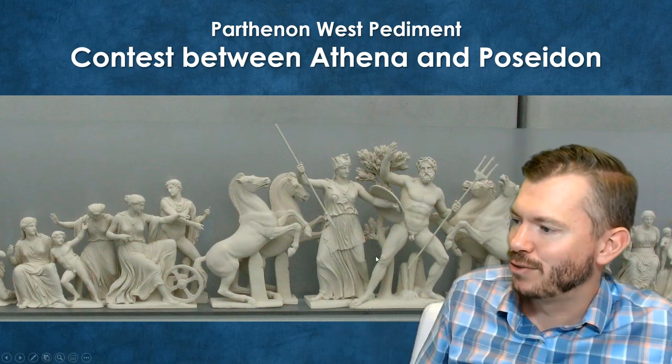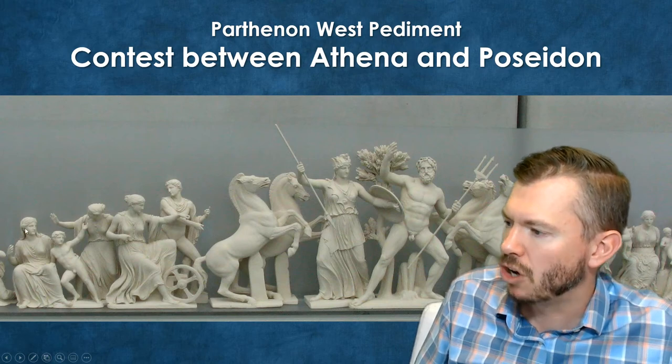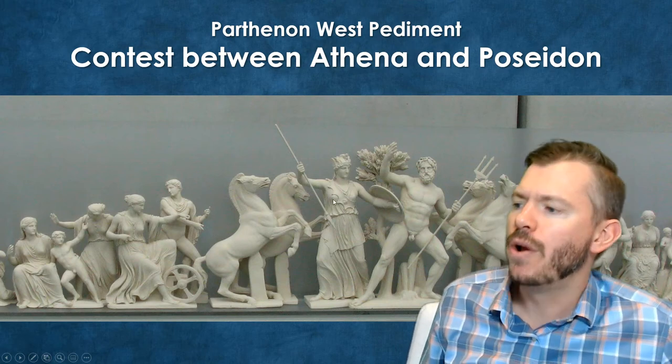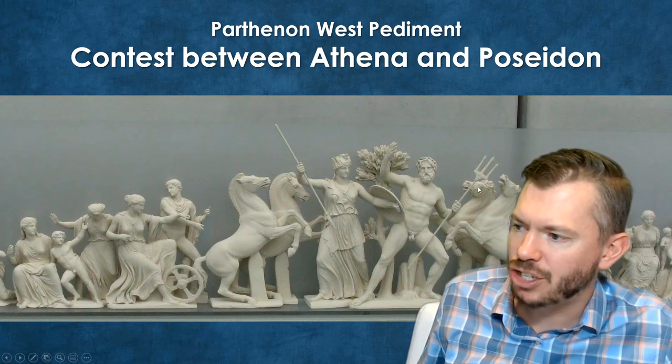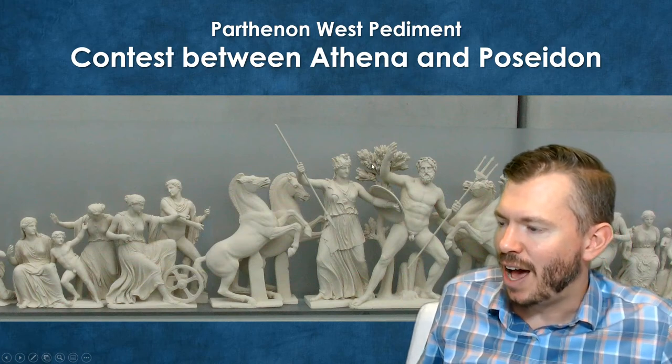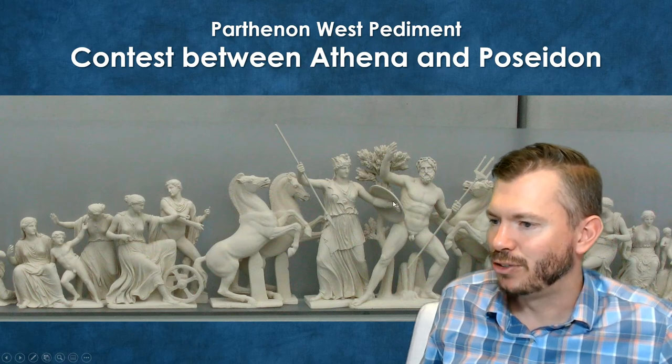So this is an artist's recreation. Again, we have some of these sculptures, so we know what they look like. We don't have all of them, so a lot of this is interpretive. But we see Poseidon with his trident. We see Athena with her olive tree here.